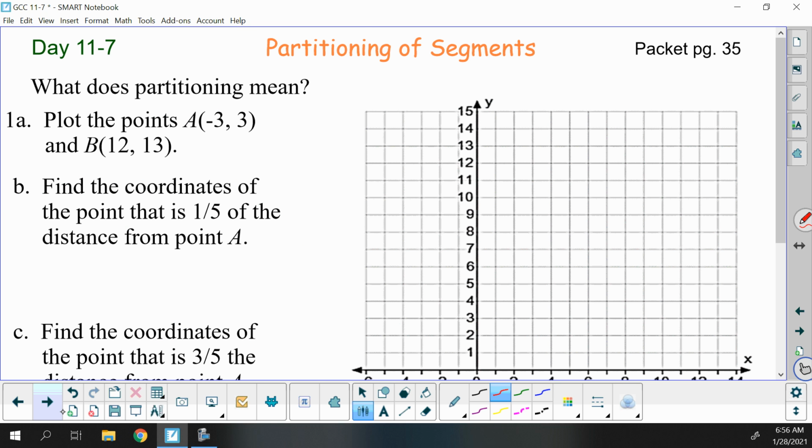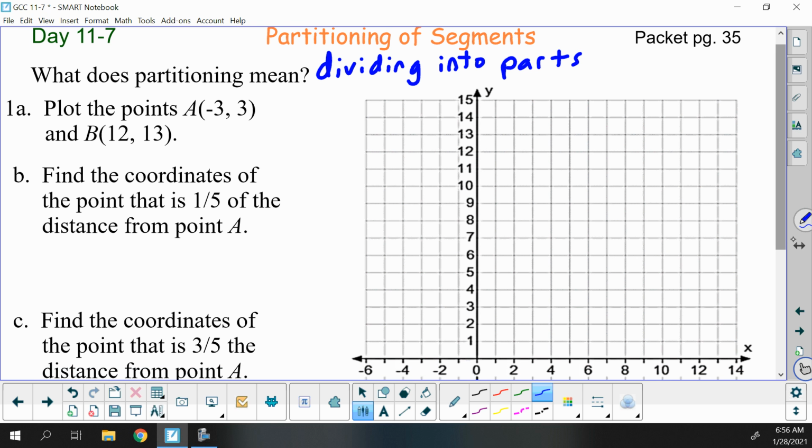So we're going to start today on page 35, and our topic today is partitioning a segment. So partitioning just means dividing into parts. So if you're given a grid with this, it's always helpful to plot it. So let's plot the negative 3, 3 for point A and the 12, 13 for point B.